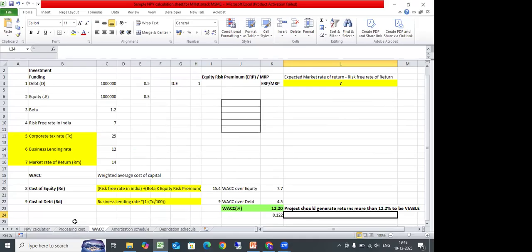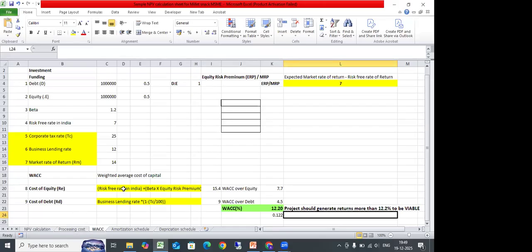Is this clear? WACC is clear. Weighted average cost of capital is clear to everyone. Is it clear? This is a new concept, new for you. This calculation is clear. Now things will get clearer as we go. So WACC is done.